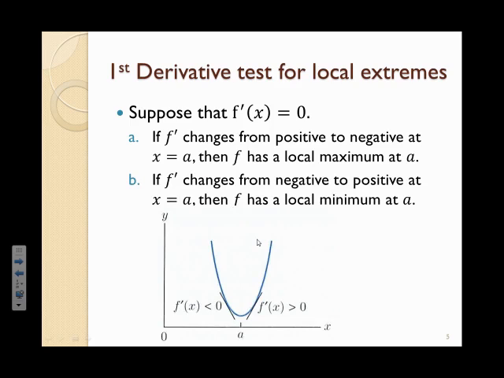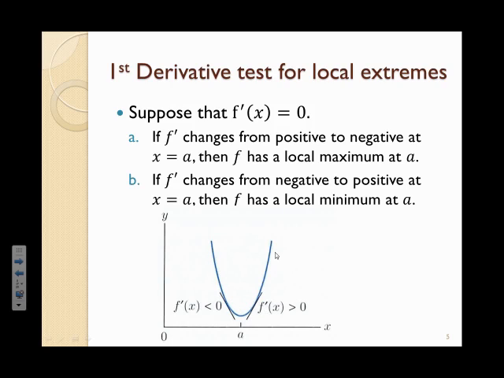If the first derivative changes from negative, and here it's going down, and the slope all along here is going to be negative. So it's negative until it gets to a, where the slope is 0. And then after a, the slope is positive. The slope will be going up. So then it has to be a local minimum. And hopefully that makes sense from the picture and the general shape of the curve.